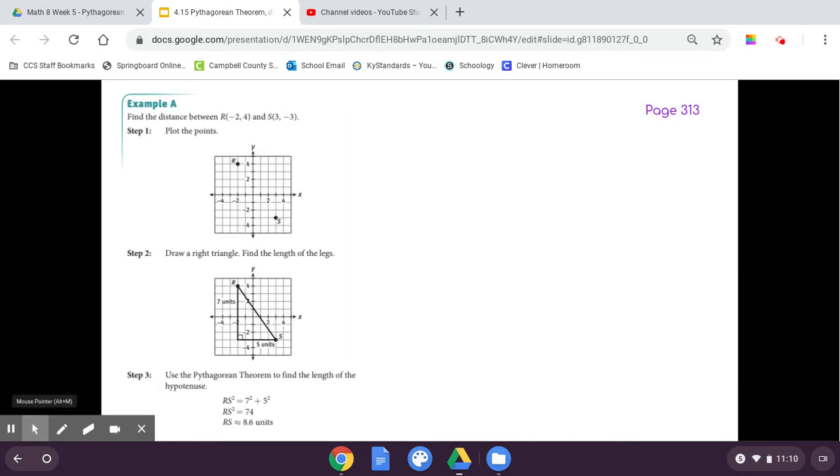On page 313, you will see how they have given you an example of how to find the distance between 2 points on a coordinate plane. I'm not going to go through this. I'm going to do some examples on the next page with you.